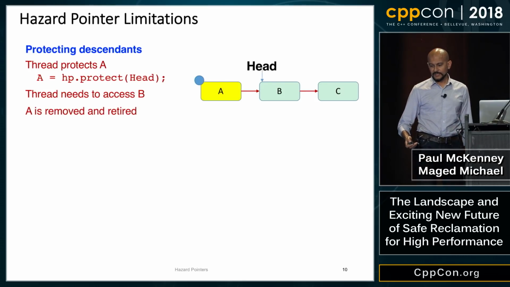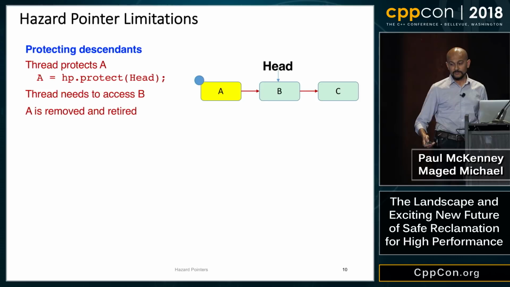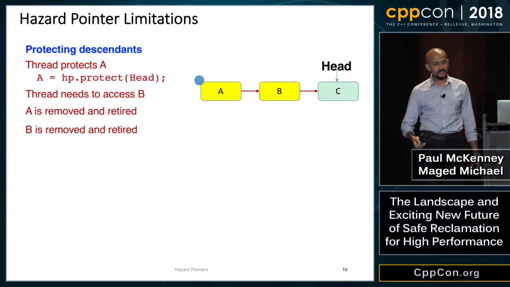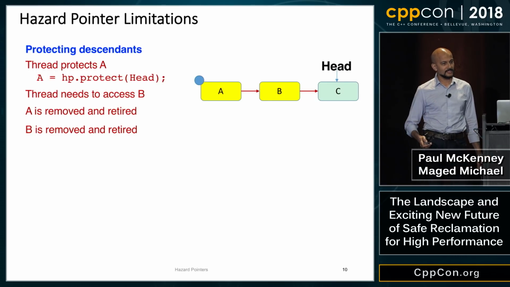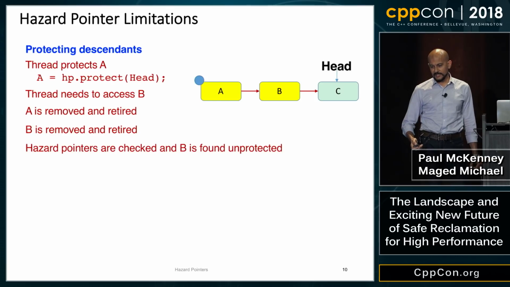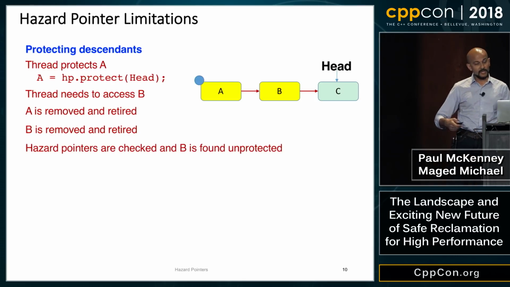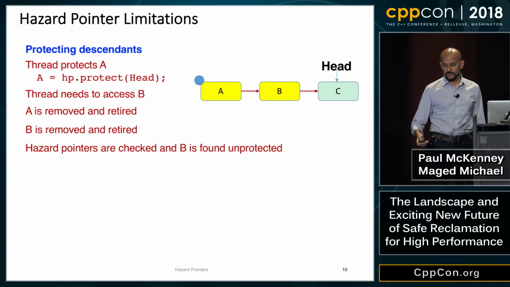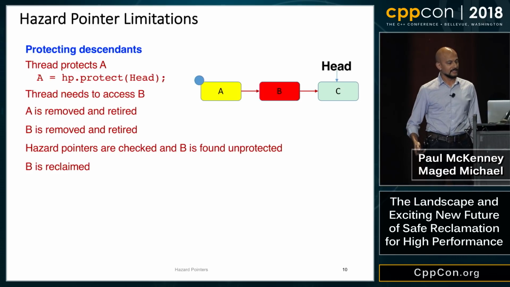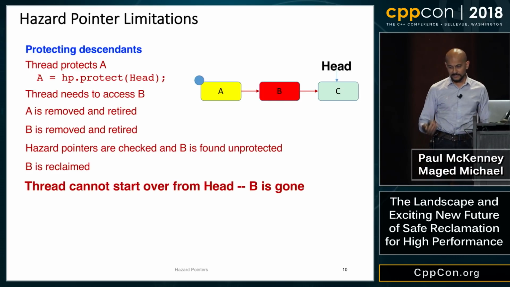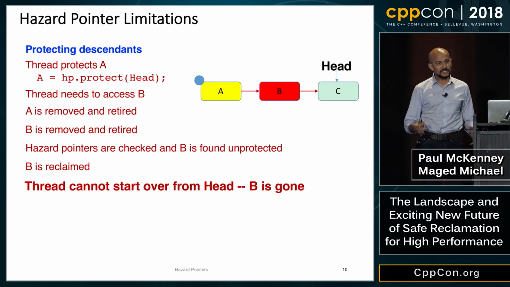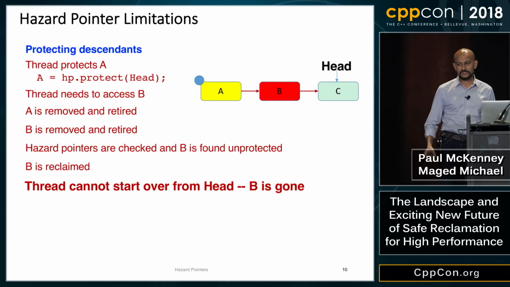But then in the meantime, A got removed and retired, which is fine. We're protecting it. So that's fine for A. But then also B got removed and retired. That's the problem. We're not protecting B by that hazard pointer. And now the other threads check hazard pointers, and they find that B is unprotected. So what do they do? They reclaim B. And the problem now is that the thread that needs to access B cannot start over from head. The head pointer has just moved on beyond B, and B is gone. So that's obviously not a good solution.